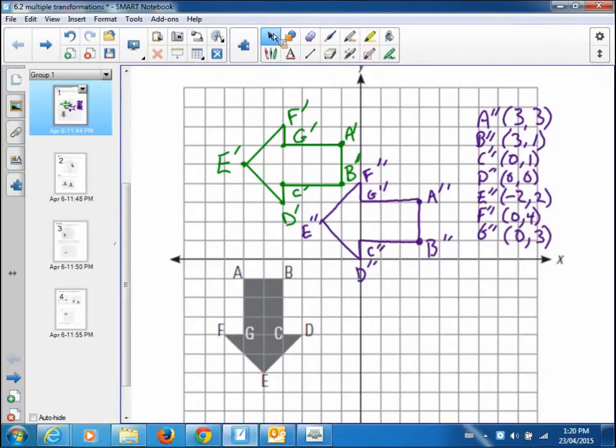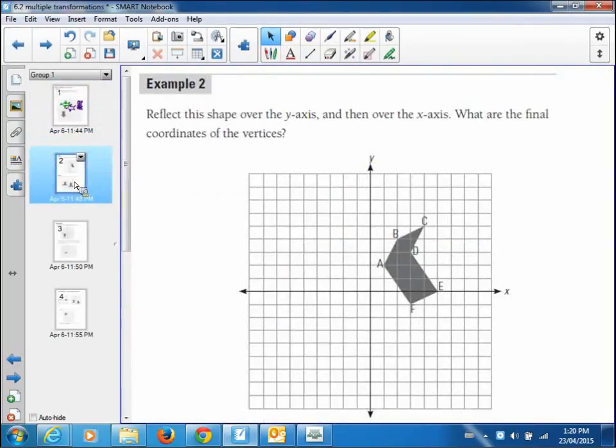Next. Like this shape over the y-axis and then over the x-axis. And this is kind of weird because part of it is already on the x-axis. Yeah. So some people kind of get goofy on this, eh? So first, over the y-axis, mirror image, right?